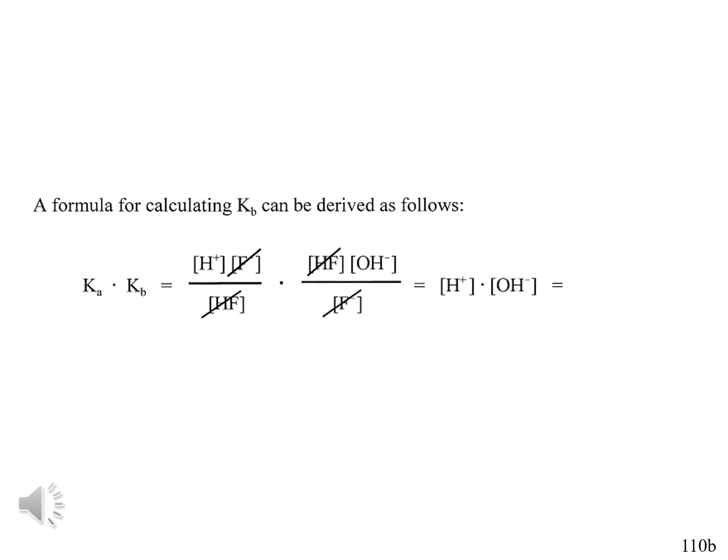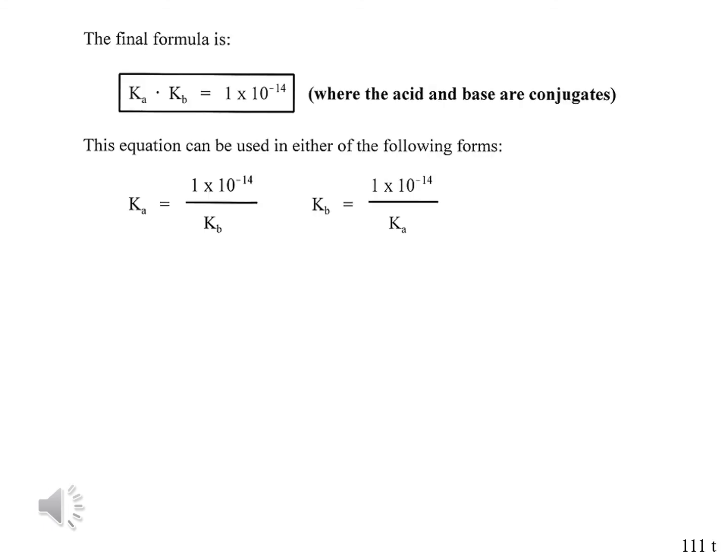The HF cancels and so does the F-, and what you're left with is H plus times OH, and I know what that number is. That's 1 times 10 to the minus 14, or the Kw for water. So what we just derived is that if you take the Ka of an acid times the Kb of the conjugate base, you will get 1 times 10 to the minus 14, which means that Ka and Kb have the same relationship as H plus and OH. If you take 1 times 10 to the minus 14 divided by one of them, you get the other.